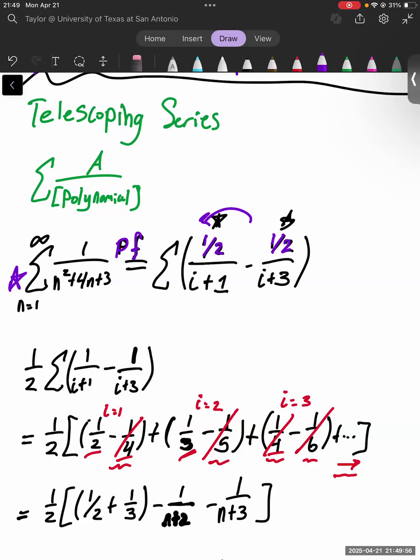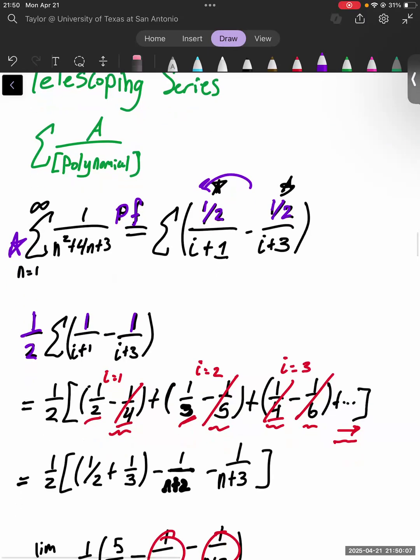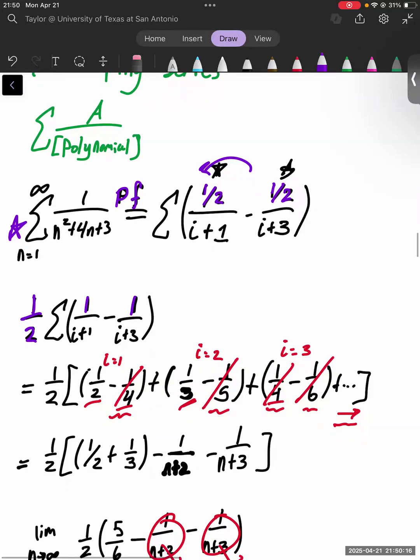So I can pull this out and put that right here in front of my series, leaving me with 1 over i plus 1 minus 1 over i plus 3. And then if I just go ahead and write out the first few terms in this sequence, what I see is I get 1/2 minus 1/4, 1/3 minus 1/5, 1/4 minus 1/6, and then etc.